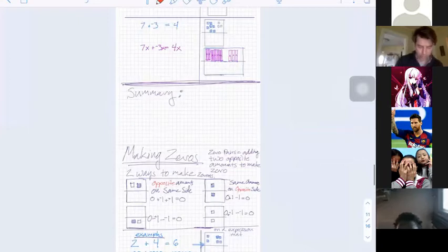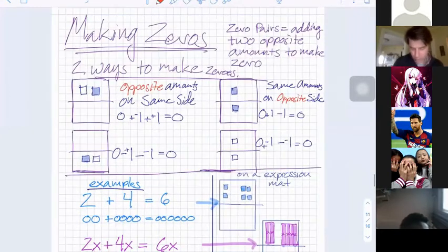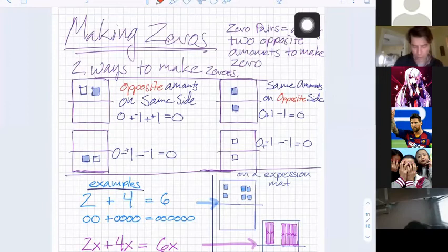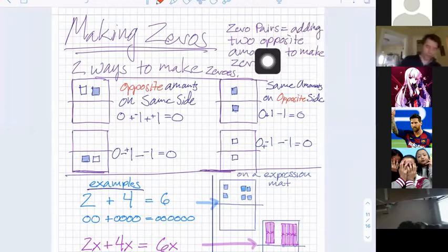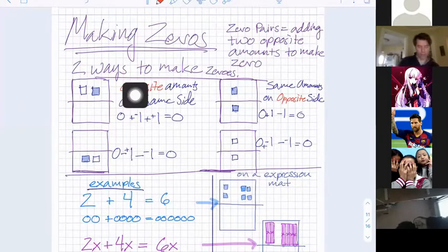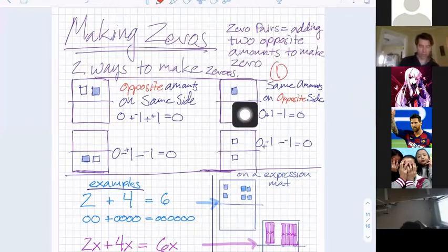So making zero pairs. Zero pairs are what happen when you add two opposite amounts, right? This is what we just talked about. So opposite amounts on the same side: this is a zero pair, here's another zero pair, there's another zero pair, and there's another zero pair. So the two ways are, here's way one, same amount on opposite sides, opposite amount on the same sides. This is way two.